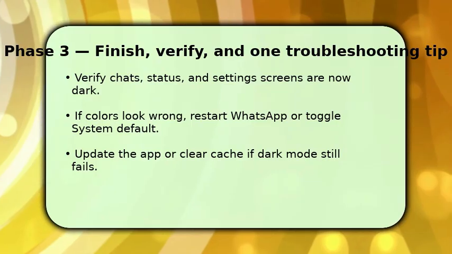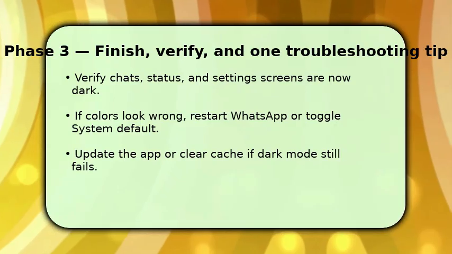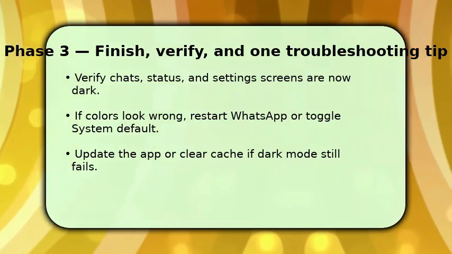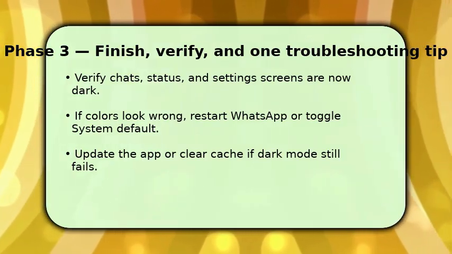If dark mode still fails, update the app or clear its cache and device settings, because corrupted files often block theme changes. If all else fails, reinstall WhatsApp after backing up your chats to avoid losing them.